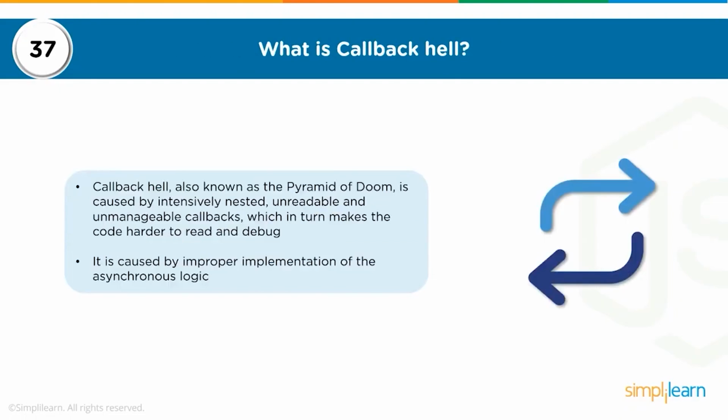Explain to me what callback hell is. So callback hell, also known as the pyramid of doom, is when you have too many nested, unreadable, and unmanageable callbacks intensively cycling within each other. They're constantly referring to each other, and they're not able to resolve the solution. This is a big problem, and this is why it's called callback hell, because you're not able to finalize the app you're working on.